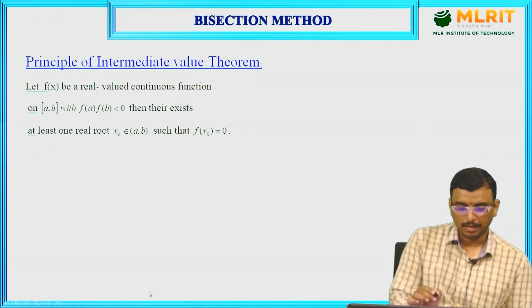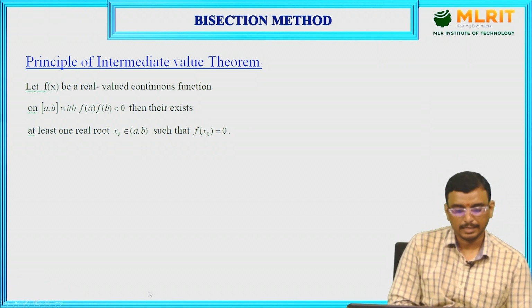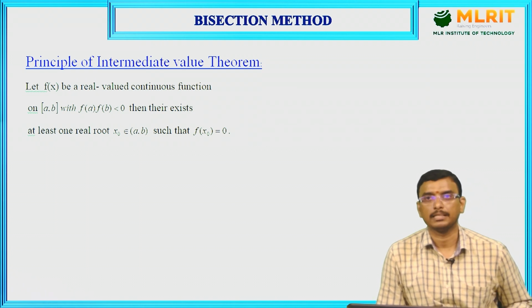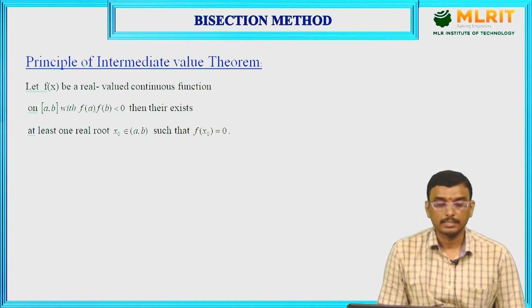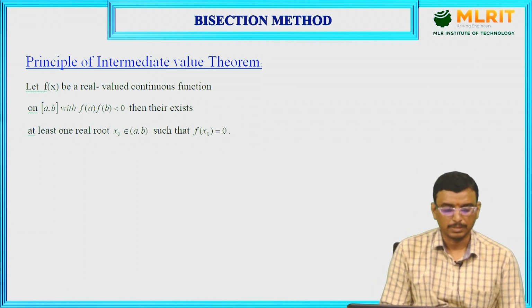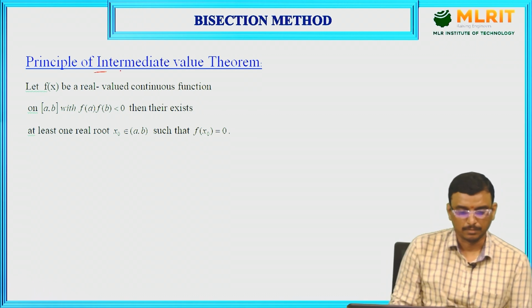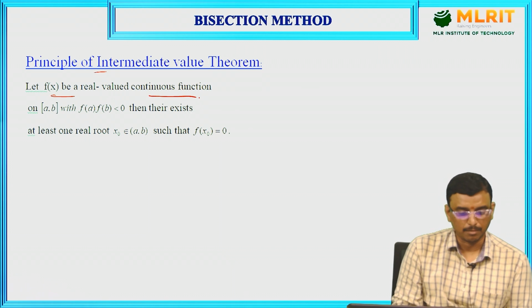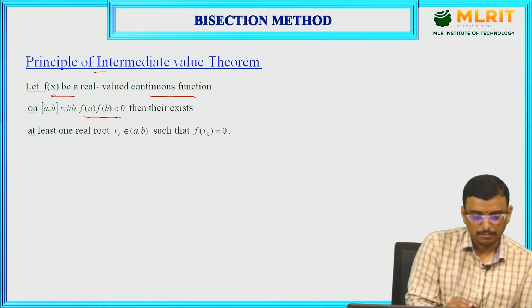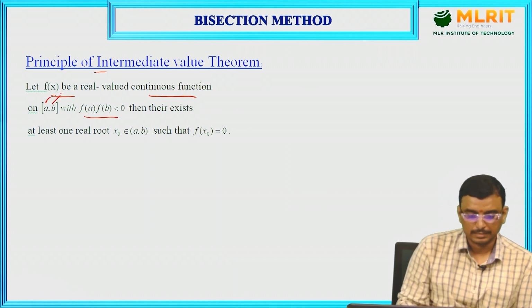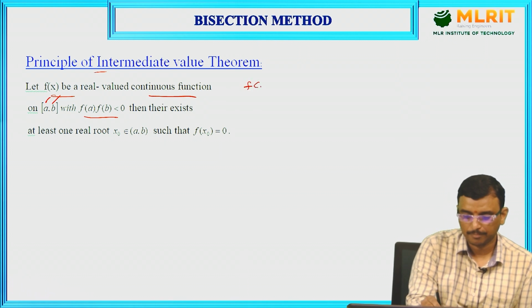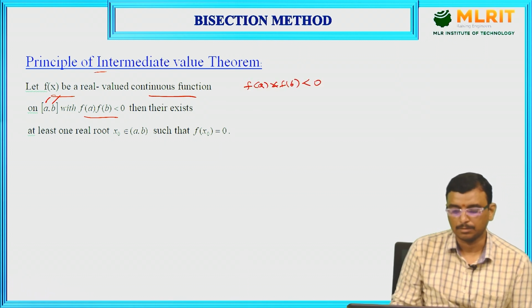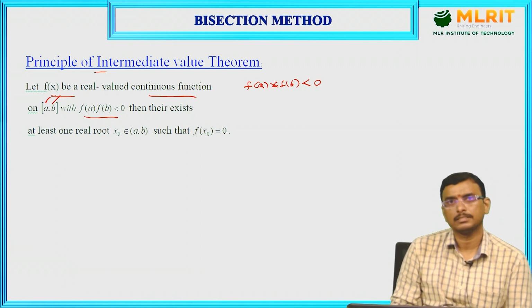Principle of the intermediate value theorem. All the indirect methods, the bisection method, regula falsi method, iteration method and Newton-Raphson method, depend on the principle of the intermediate value theorem. Here f of x is a continuous function on the closed interval a comma b. So, the product of the end point function values, f of a into f of b, must be less than 0. So, there exist two cases.